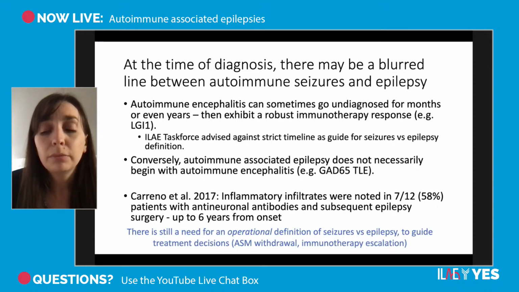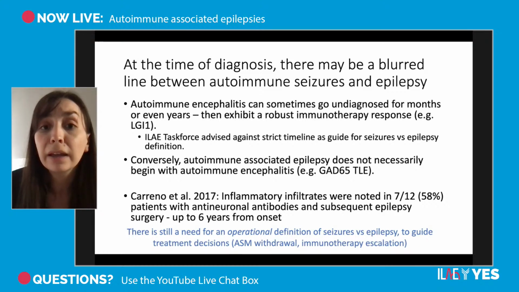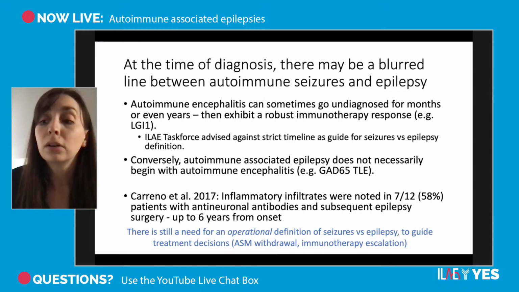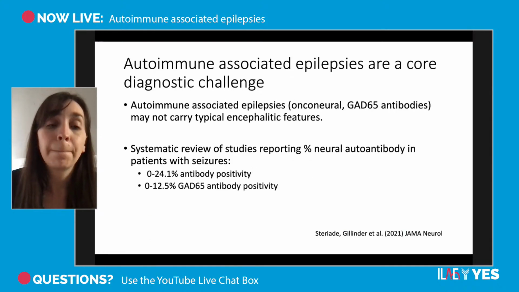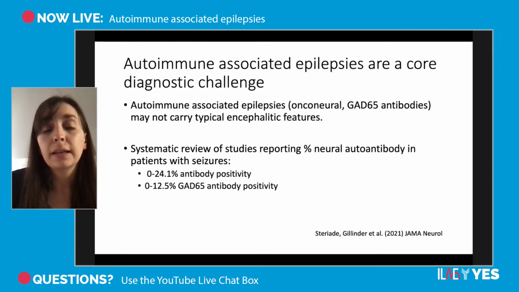And so essentially, I think there's still a need in the field for an operational definition of acute symptomatic seizures versus autoimmune-associated epilepsy to really guide clinicians on whether you're okay to withdraw anti-seizure medications or whether you should escalate immunotherapy. And I will argue that the main diagnostic challenge that we're now faced with is autoimmune-associated epilepsies.